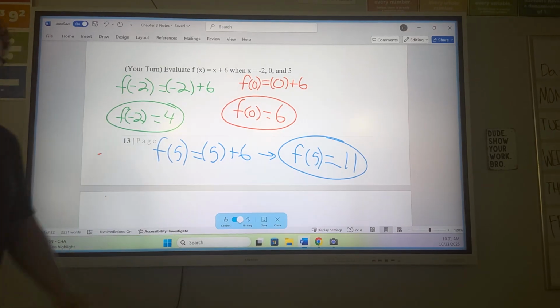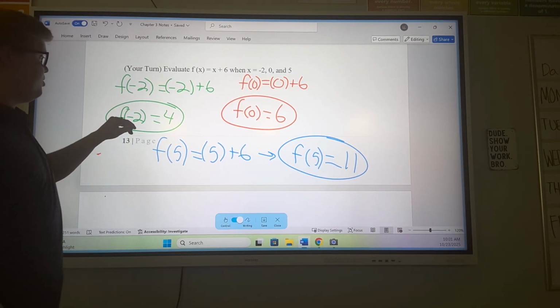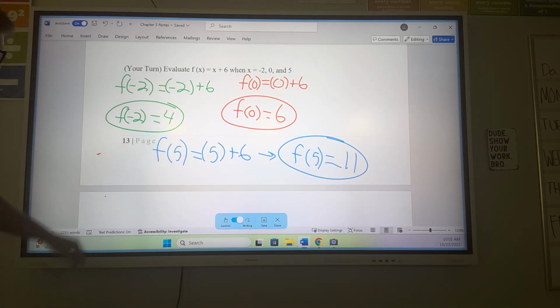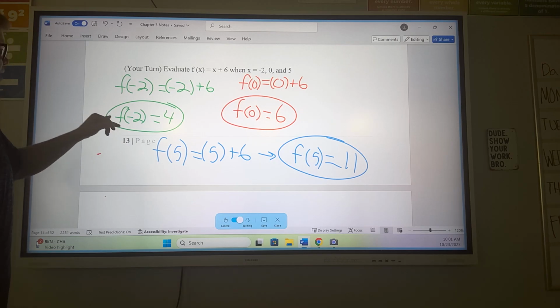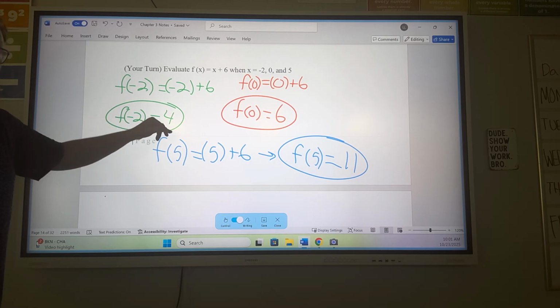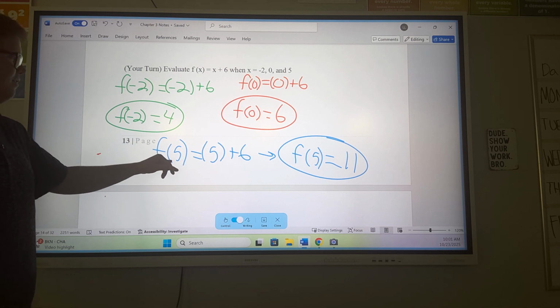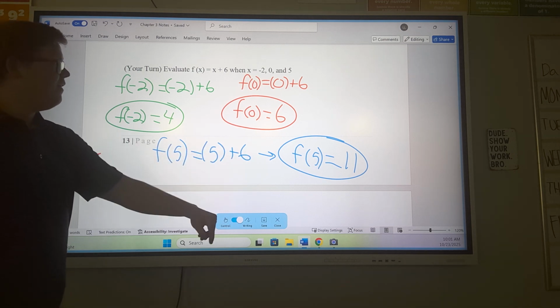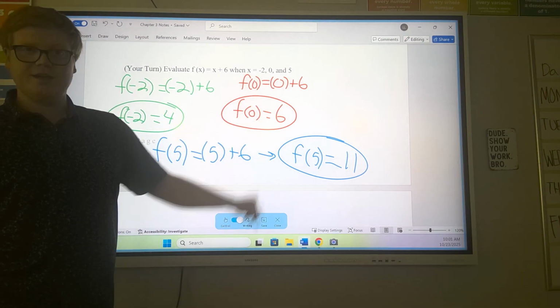So those are our three answers. And again, we're just treating these like y. We are just saying, when I plug negative 2 in for the function, I got 4. When I plug 5 in, I got 11. And when I plug 0 in, I got 6. That's all we are doing.